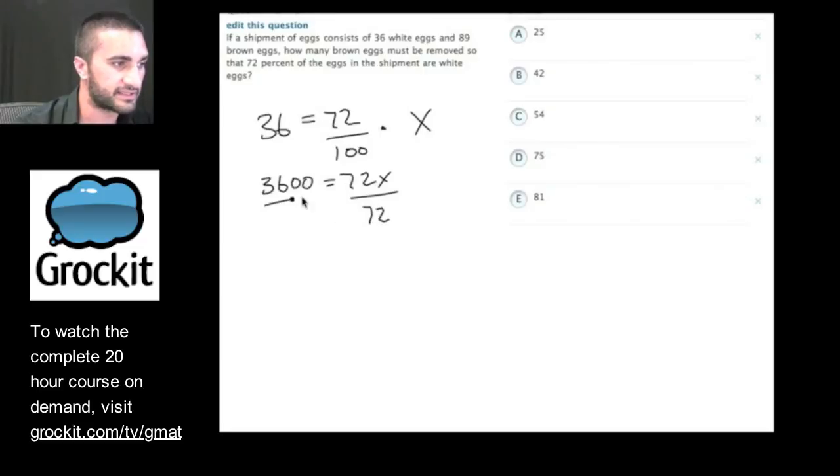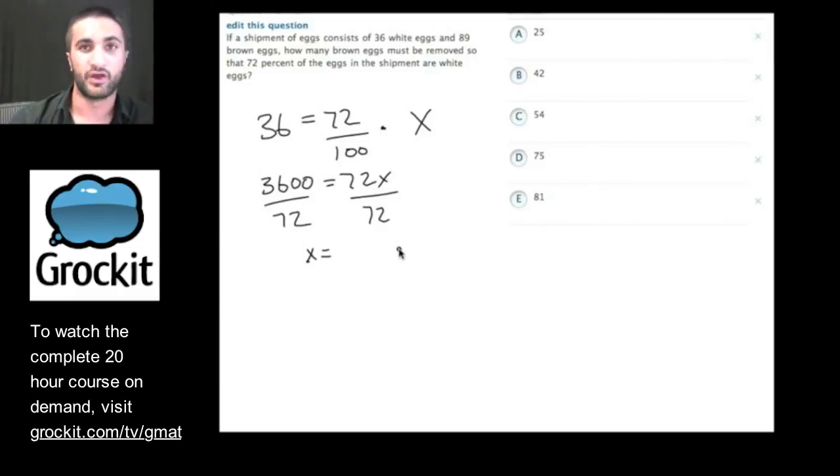We divide both sides by 72. We get x equals, there's a little math to do here. Everyone take a quick moment and crunch the math here. Do you know what the number is, Jake? I think it's 50. That is correct. Nice work. X equals 50 should just be about 15 seconds or so of arithmetic crunching there. X equals 50. So 36 is 72% of 50.